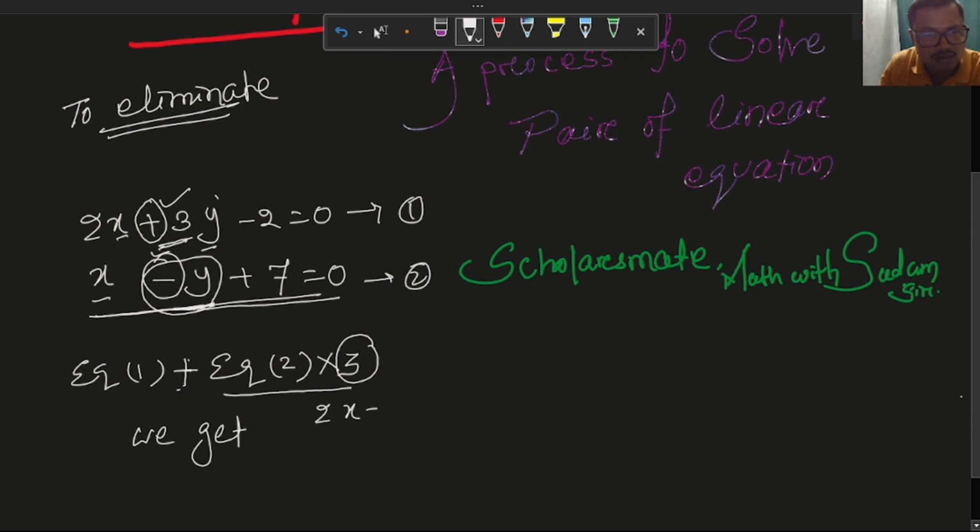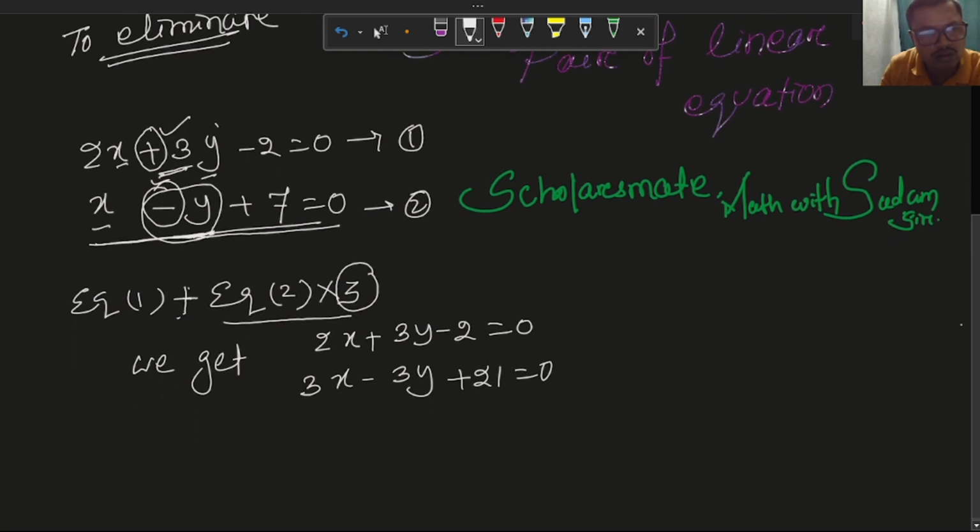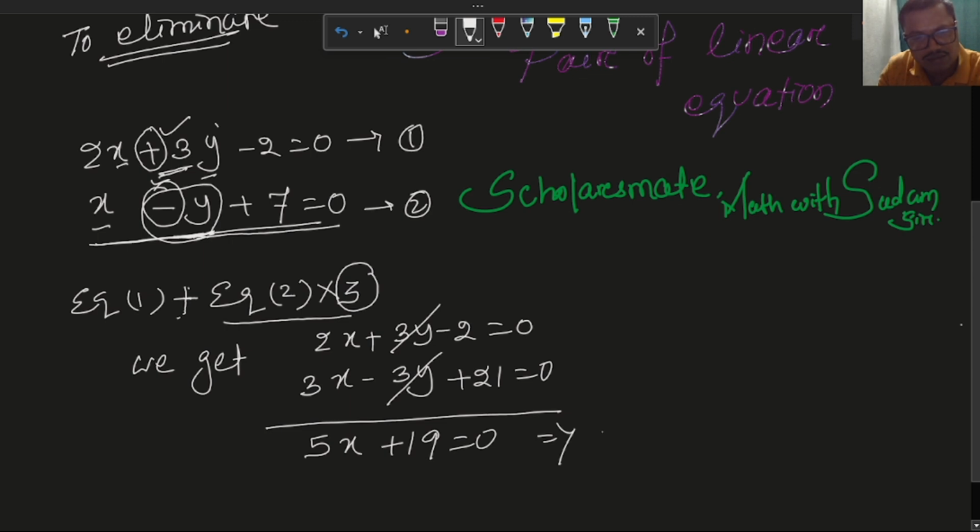So we get 2x + 3y - 2 = 0 and 3x - 3y + 21 = 0. So we are adding them. Plus 3y and minus 3y are additive inverses, they cancel out. Then 5x + 19 = 0. That implies x = -19/5. Here we get the value of x.